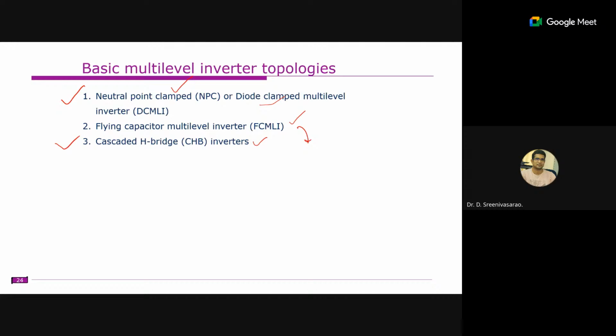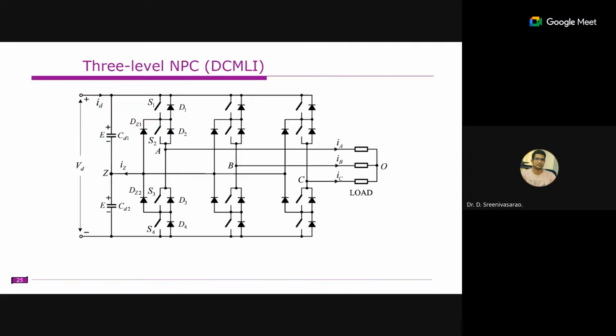This is especially used in traction drives, right? All these traction motor drives normally use flying capacitor or multi-level inverters. Right? So coming to this three-level neutral point clamp, also known as the diode clamped multi-level inverter.